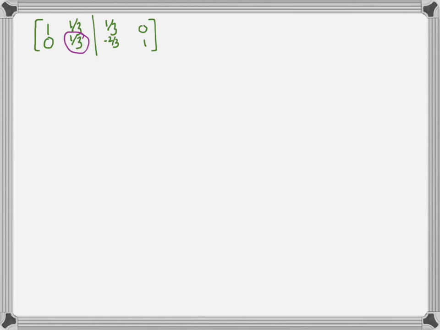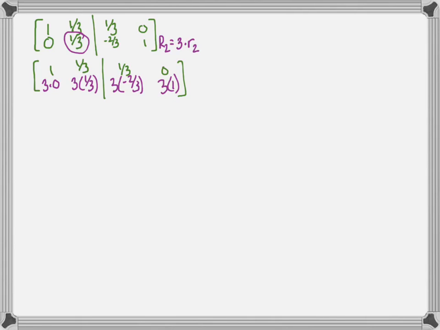Okay, next we need to change this 1/3 into a 1. So we can do that by multiplying each element in row 2 by 3. So our second row becomes 3 times 0, 3 times 1/3, 3 times -2/3, 3 times 1. My first row stays the same, so 1, 1/3, 1/3, 0. Simplifying, we get 1, 1/3, 1/3, 0, 0, 1, -2, 3.